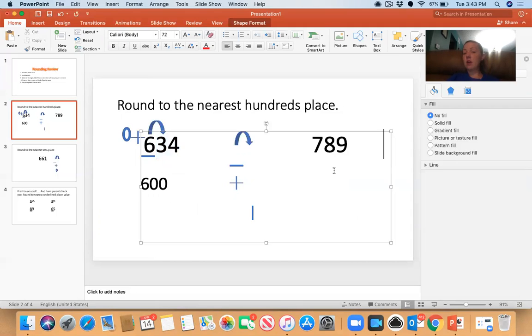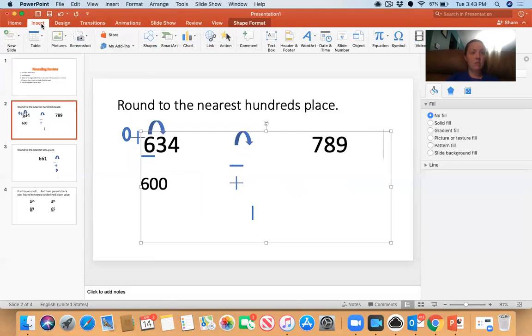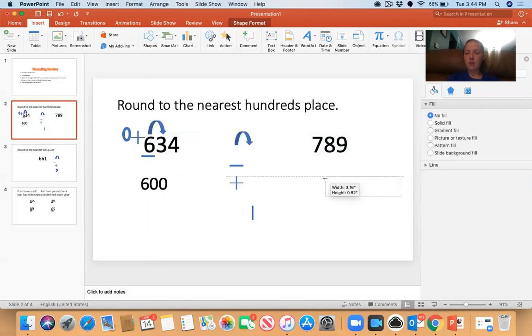Okay, now let's come to the next number. I'm going to go ahead and insert that text box now. Insert text box. There we go. And I'm just going to put this here for a placeholder.